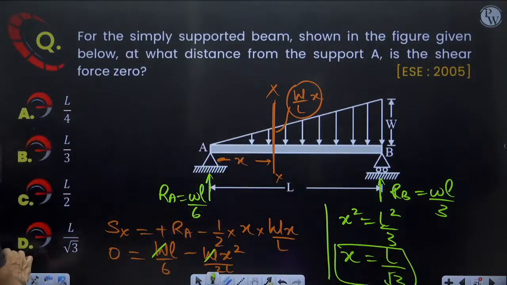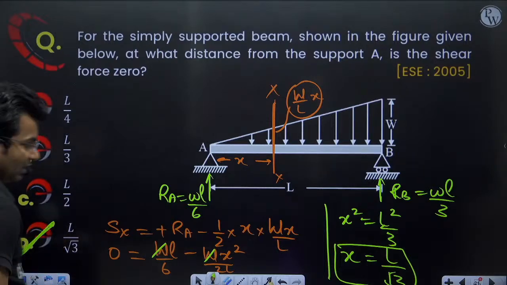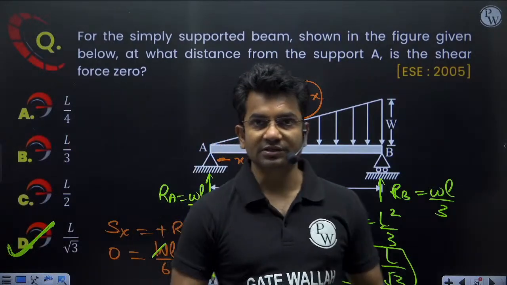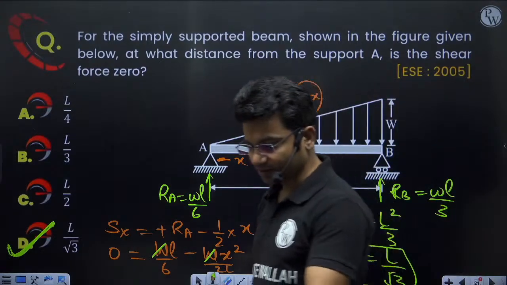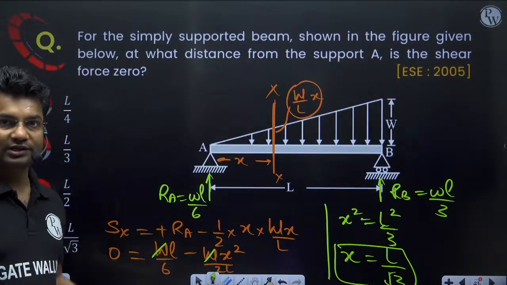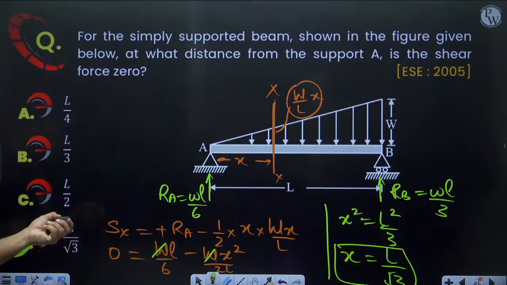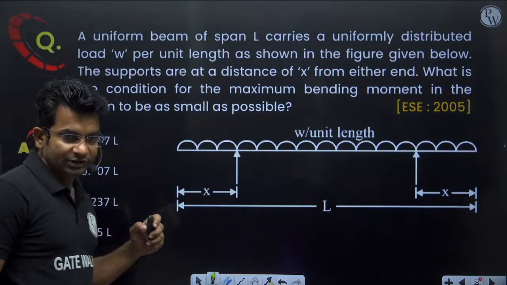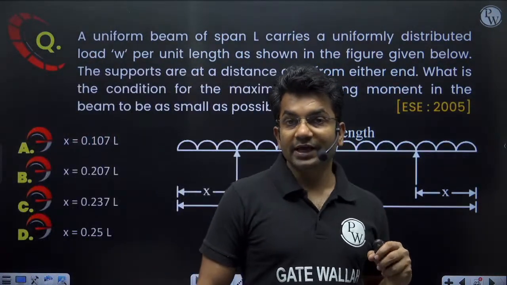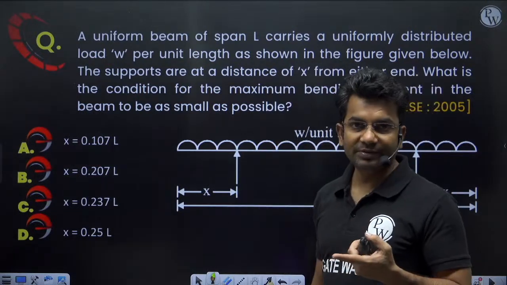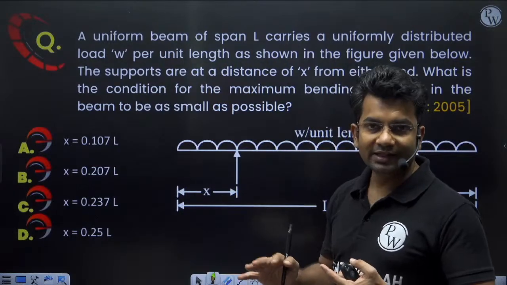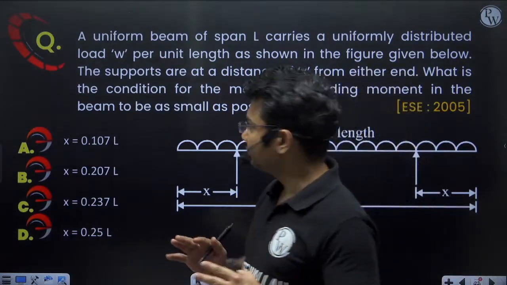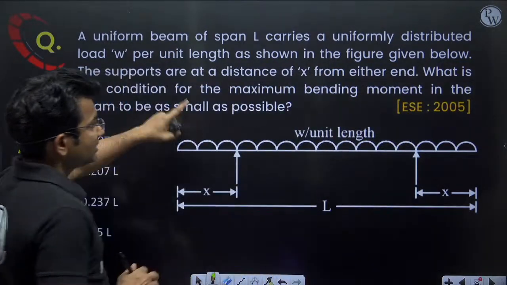So you have to remember this result. If at any time it comes in the examination, you should not be solving this. You should remember this result. Let's move on to the next question. I think it is clear. Next question. In the first class of SFD BMD I have derived this, so again I am not going to derive this result. This is also a result that you should remember.